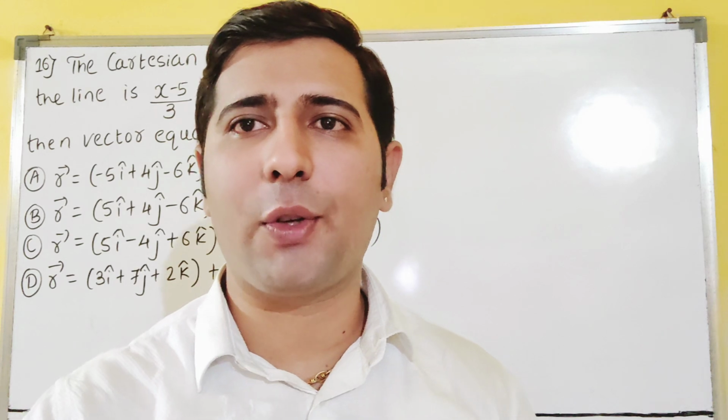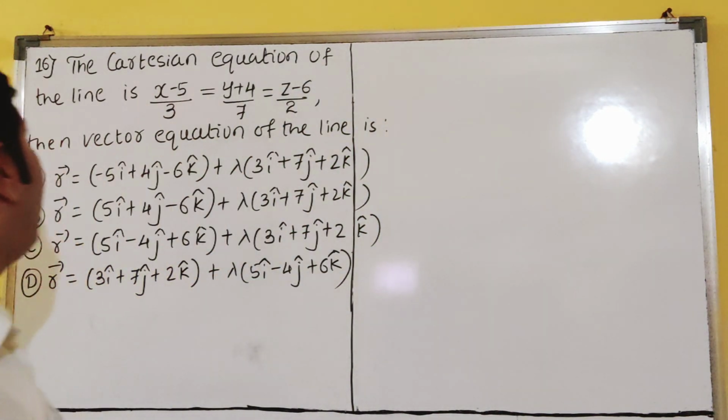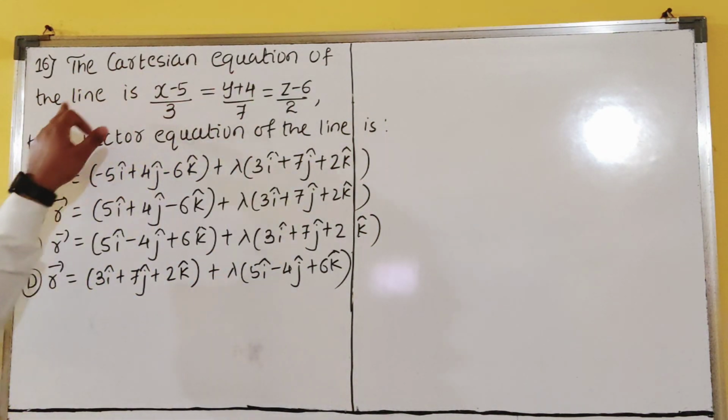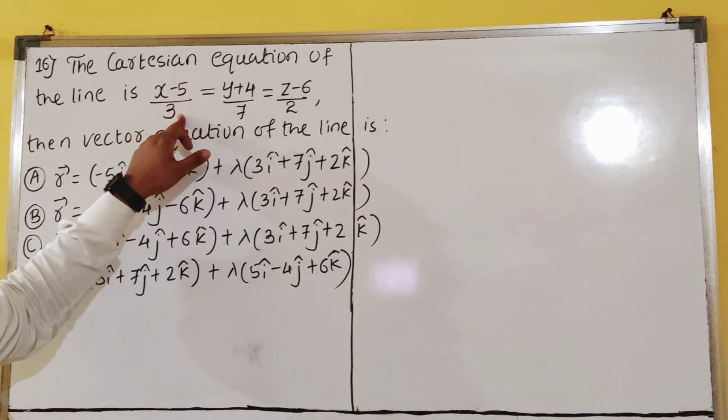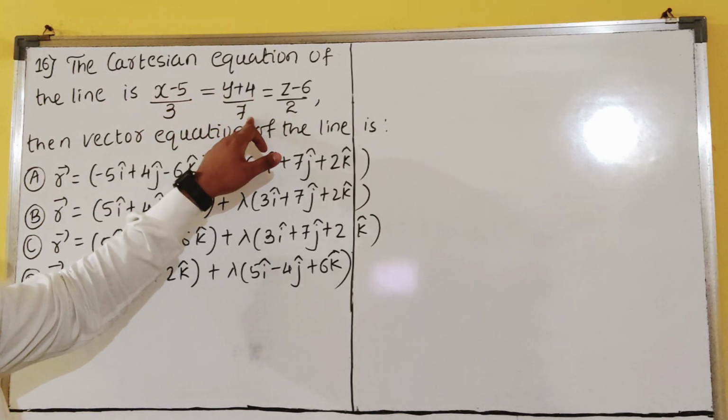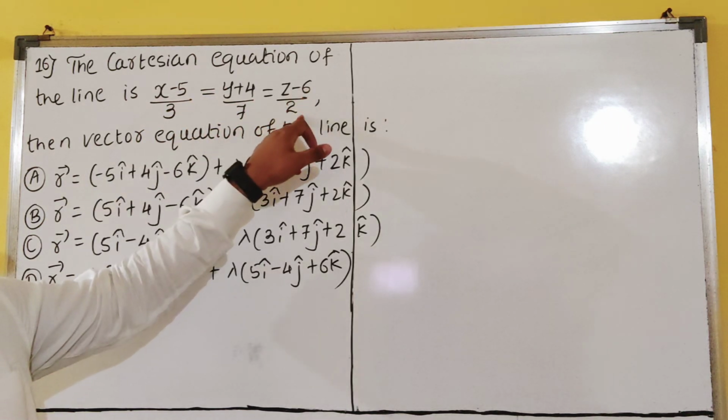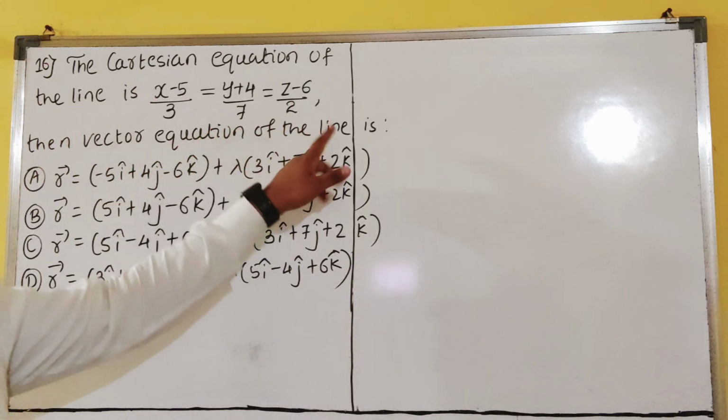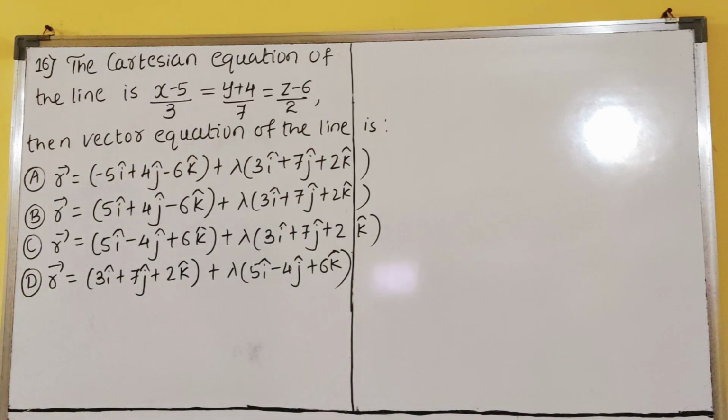Let us see the next question, dear students. Question number 16. The Cartesian equation of a line is (x minus 5) divided by 3 is equal to (y plus 4) by 7 is equal to (z minus 6) by 2. Then what is the vector equation of the line?